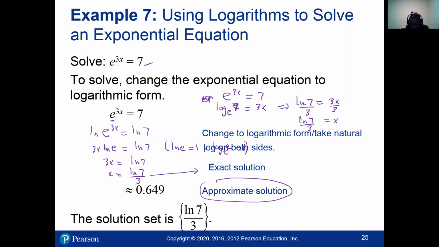So you check the solution set, and that's the solution. You always write the exact answer, unless the question says to approximate it to a certain decimal place. Otherwise, that's the answer.